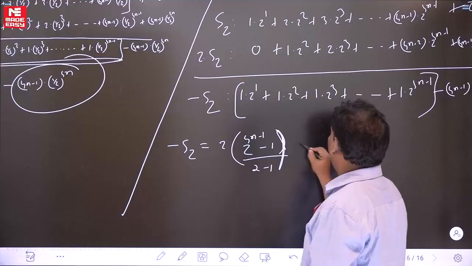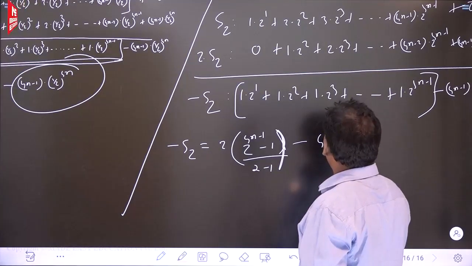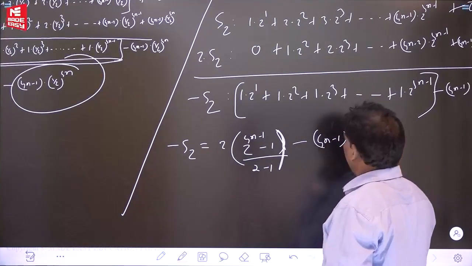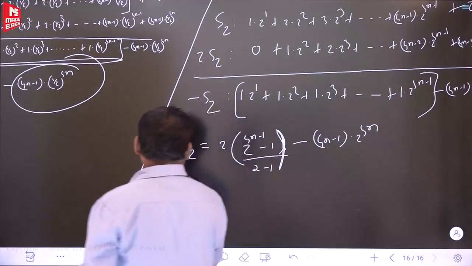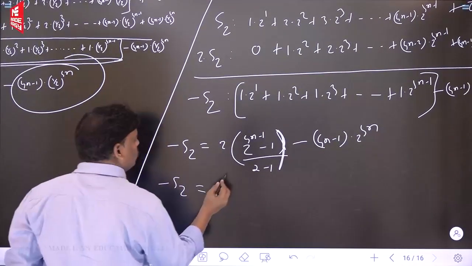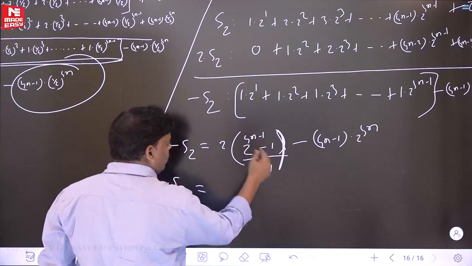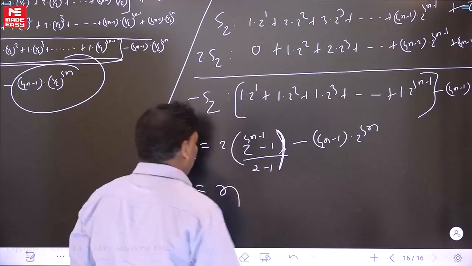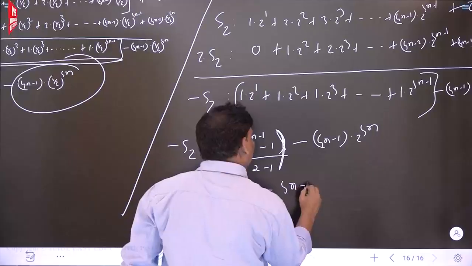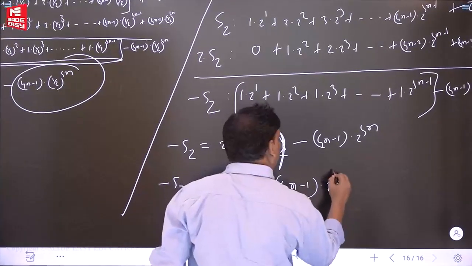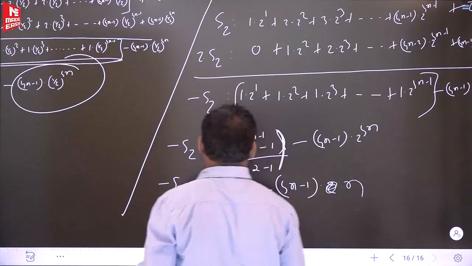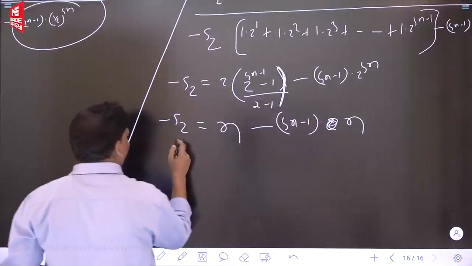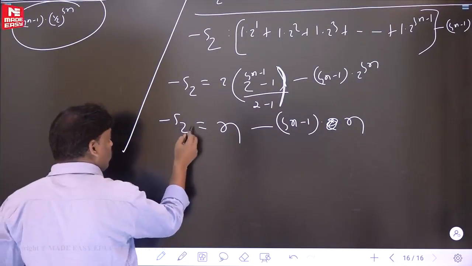Right? Fine. Minus log n minus 1 into 2 power log n, which will go to minus S2 is equal to, what is the answer? This 2 power log n, approximately this area. What is there? N is there. Minus log n minus 1 into 2 power log n, which will go to n. Right? Now let's do, I don't want minus S2, I want S2.